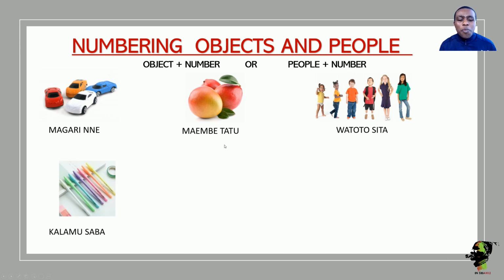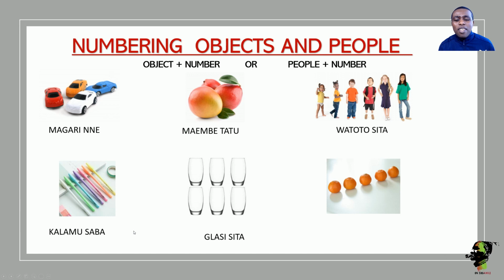Pens. Kalamu. How many are they? There are 7 of them. Kalamu saba. Glasses. This is an easy word for you to learn. Glassy. How many glasses do we have? 6. Glassy sita. Oranges. How many are they? 1, 2, 3, 4, 5. Do you remember your number 5 in Kiswahili? Tano, machungwa tano. The noun for oranges is machungwa. Asante sana. So that's how we number objects and people in Kiswahili. Remember, object plus number, or person or people plus number. You never go wrong when you're doing it that way.